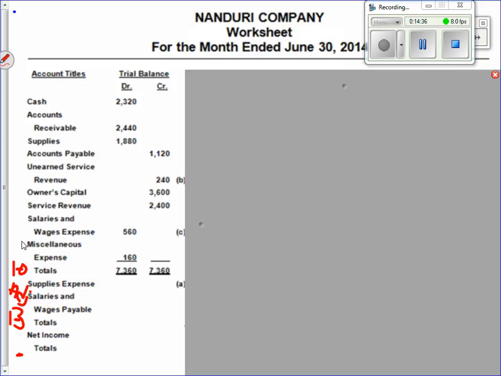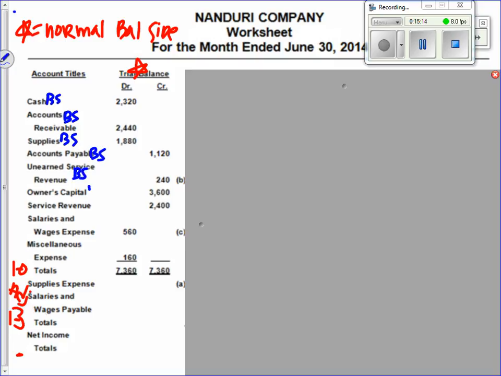Okay. I would like you to put a star right here. And then let's just make a note that the star equals the normal balance side. Would it help to label a few things? I think it would. Cash, balance sheet. AR, balance sheet. Supplies, balance sheet. Accounts payable, balance sheet. Unearned service revenue, tell me what that is. It's a liability, so the balance sheet. Owner's capital, balance sheet.